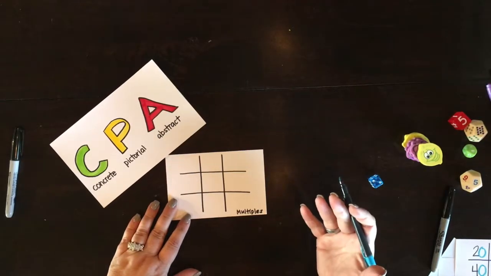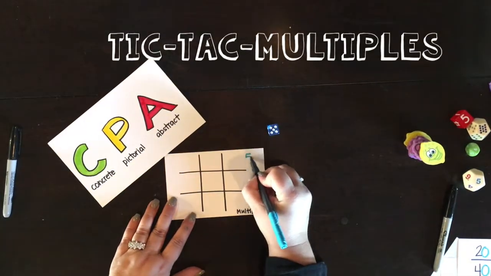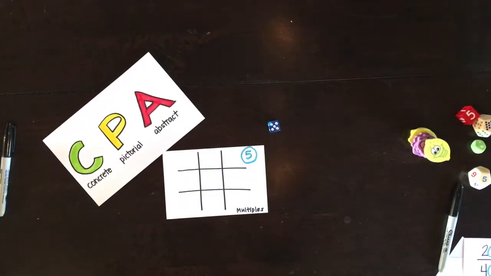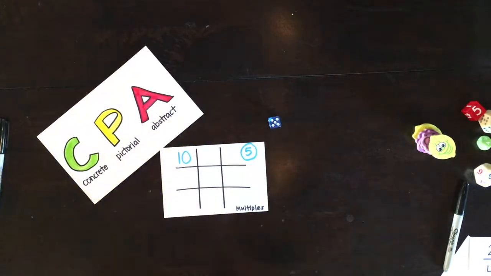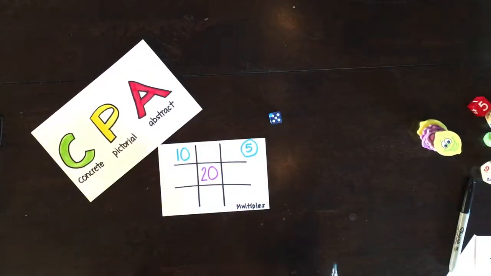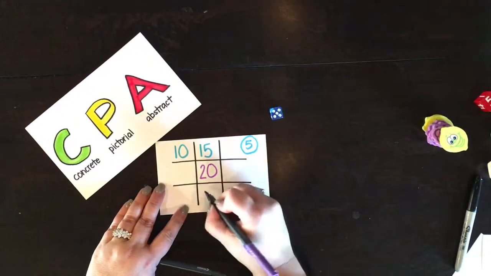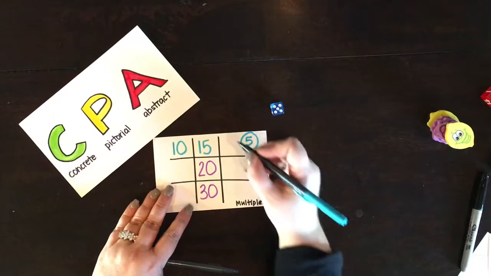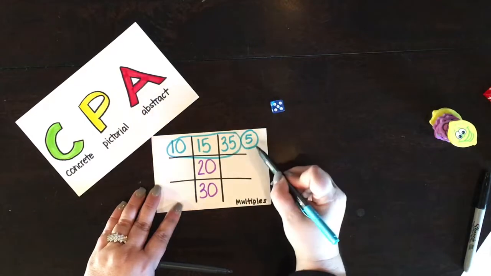So for this game, we're going to be looking at multiples. So I can roll my dice to determine my multiple, and in this case, I rolled a 5. So every number that my partner and I place on here needs to be a multiple of 5. So my roll might be 5 times 2, and I might get to write 10. And my partner might think 5 times 4, and they might write 20. And I think 5 times 3, and I write 15. My partner thinks 5 times 6, and they write 30. And I realize, ooh, I can get 3 in a row with 5 times 7, which is 35. So I get 3 in a row of the multiple of 5.